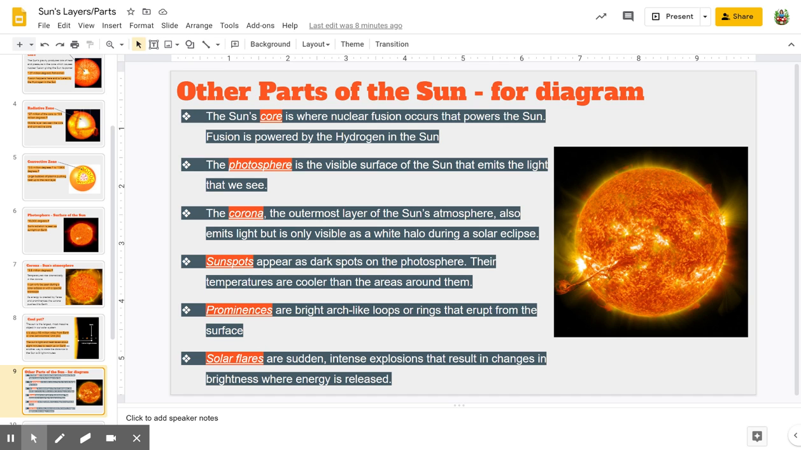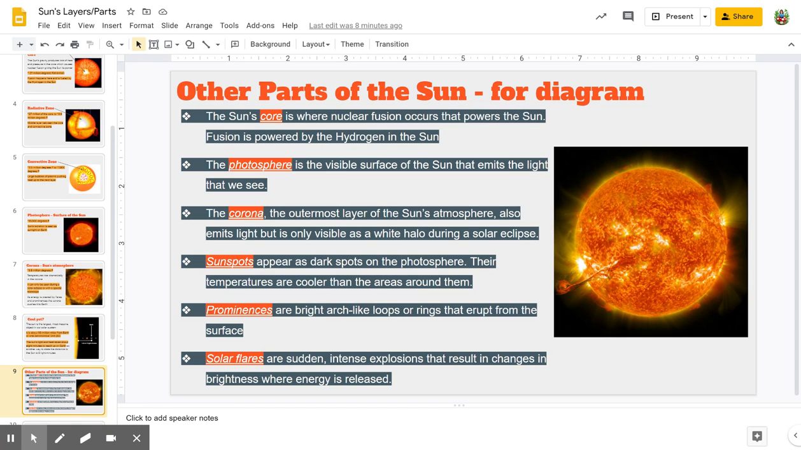All right, so now this is the other parts of the diagram of the sun, and we're going to use this to create a diagram later on. Okay, so the first part is the core of the sun. We talked about that is the very center of the sun. This is where the fusion happens that powers the sun and gives it its light and all that energy that it sends to us. The photosphere is the surface of the sun, and this is where the light comes from that we see when we look at the sun. The corona is the outermost layer of the sun's atmosphere, and it also gives off some light, but it's not very visible to us here on Earth unless it is during a solar eclipse or we have a special telescope to look at it with.